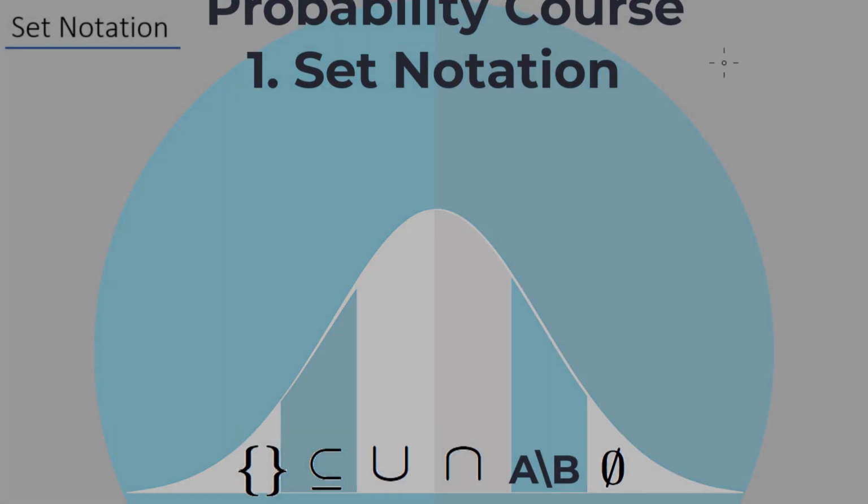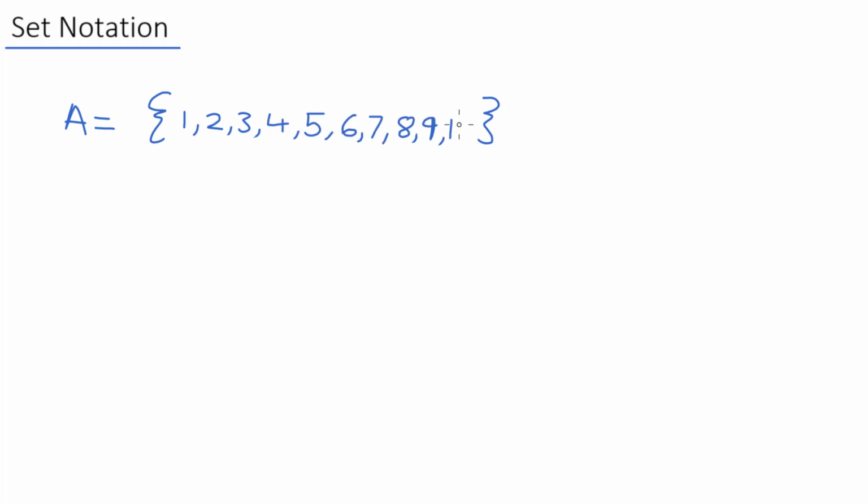Hi, let's do a quick review of set notation. We're going to use curly braces to denote a set. The elements will be inside the curly braces. For example, this set A consists of the numbers from 1 to 10: 1, 2, 3, 4, 5, 6, 7, 8, 9 and 10.